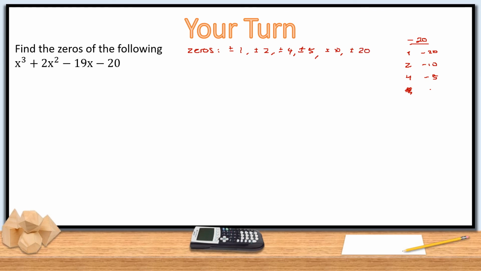So 1, 2, 3, 4, 5, 6. So I've got 12 possible zeros. It's x to the power of 3, so it's a degree of 3. So I'm looking for 3 zeros. So again, I have about a 1 in 4 chance of guessing correctly.